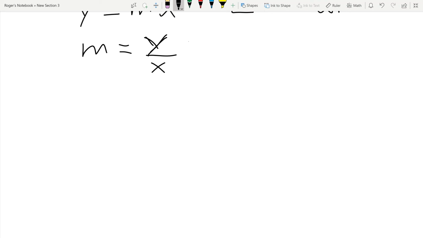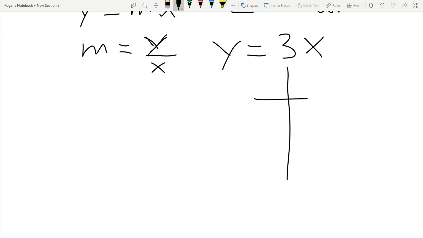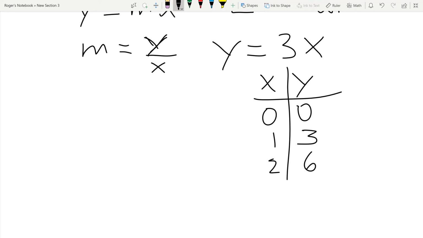What if I said y equals, just as an example, y equals 3x? Then if you were to make this as a graph, you'd have x and y. If x was 0, of course, y would be 0. If x was 1, y would be 3. If x was 2, y would be 6. If x is 3, y would be equal to 9.